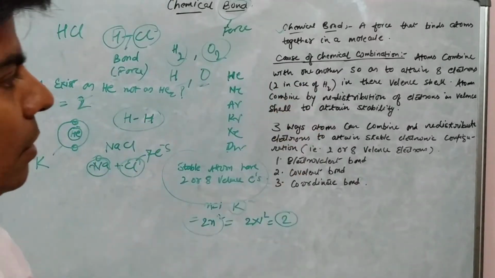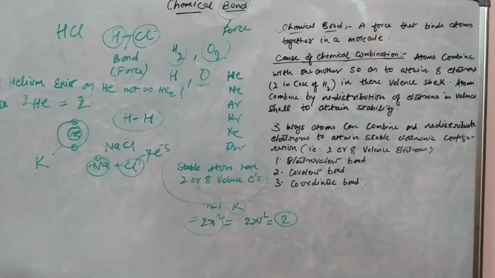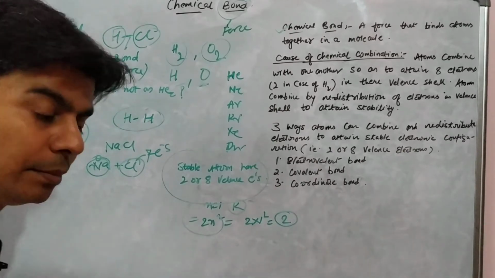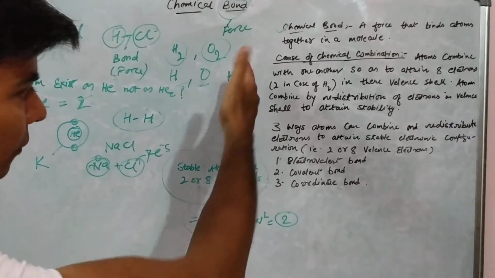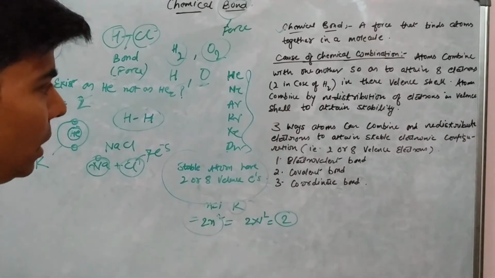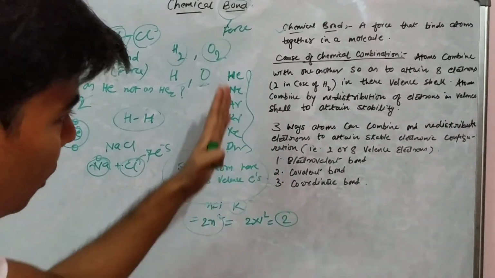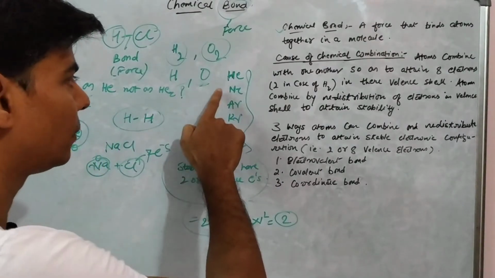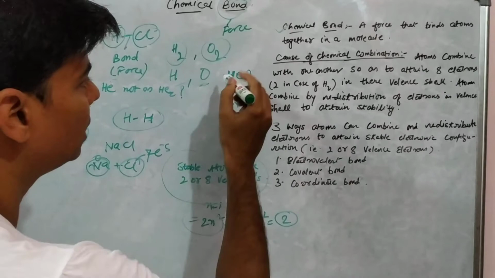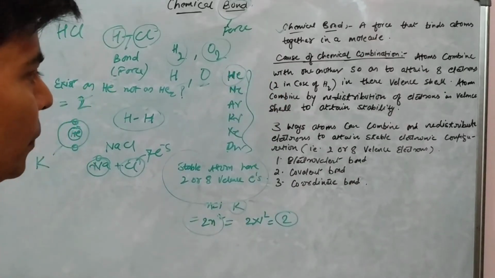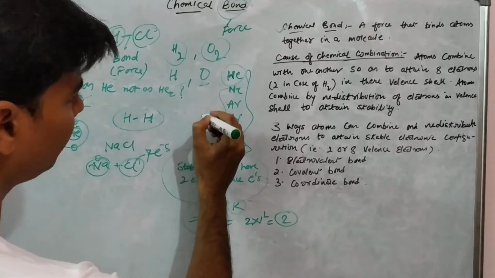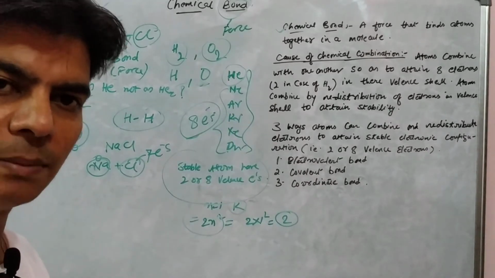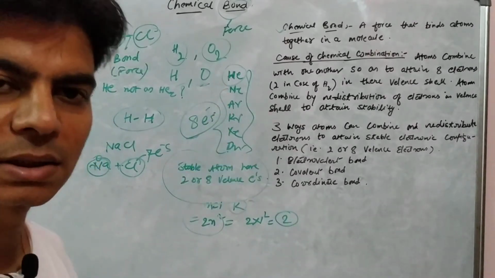Similarly, what is the cause of chemical combination? Why are hydrogen atoms chemically combining? Why doesn't helium combine? If we talk about any other noble gas, they all exist as monoatomic gases, right, like helium. Why? Because helium has 2 electrons in its outermost shell, and all these noble gases have 8 electrons in their outermost shell, and we know that 8 electrons means stability. So all these noble gases are stable.